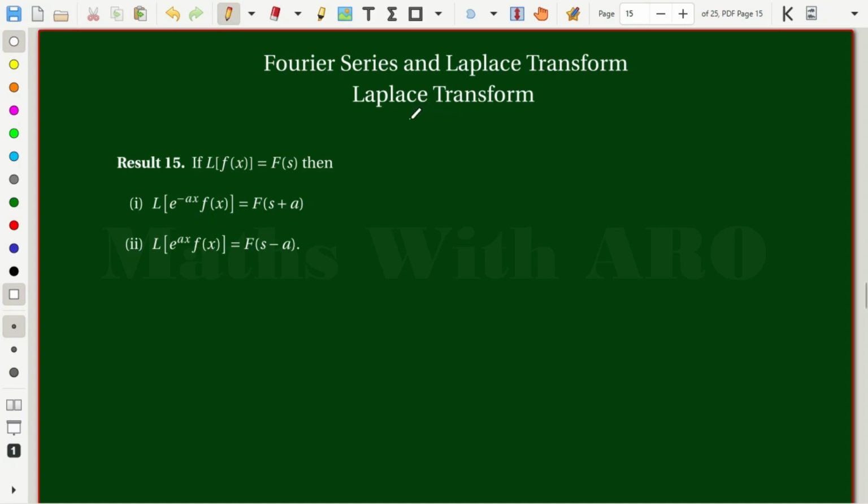இந்த வீடியோல என்ன பார்க்க போறோம் அப்படின்னா, if Laplace of f of x is equal to F of s, then we have to show that this result. Okay, so solution, we are going to prove the first case.